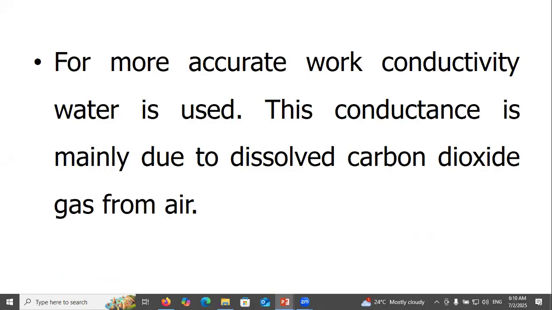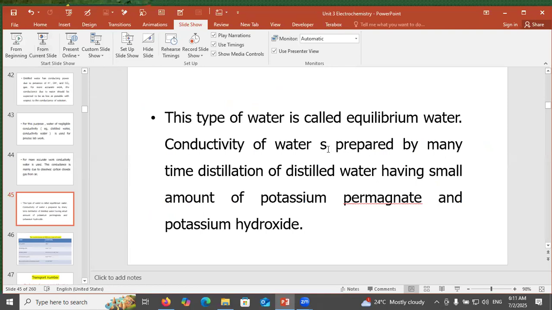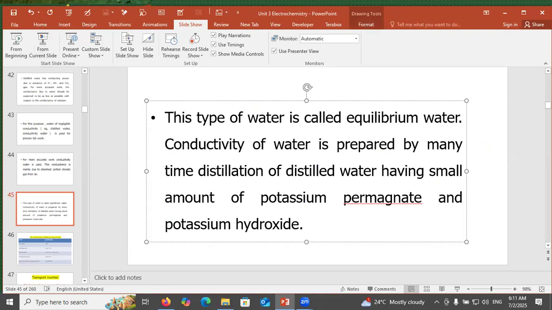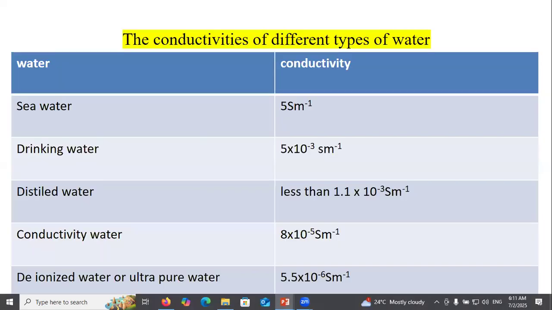This conductance is mainly due to dissolved carbon dioxide gas from air. This type of water is called equilibrium water. Conductivity water is prepared by many times distillation of distilled water having a small amount of potassium permanganate and potassium hydroxide.